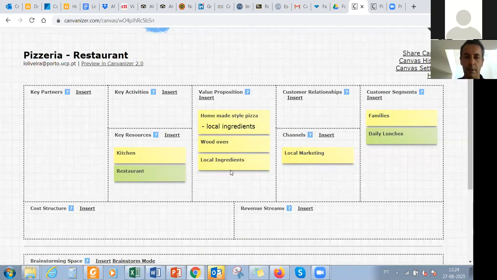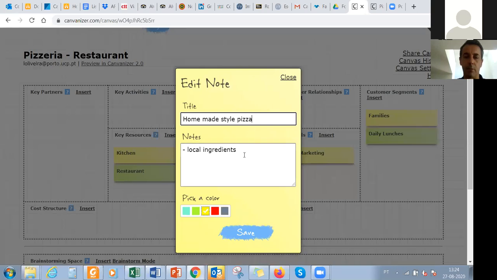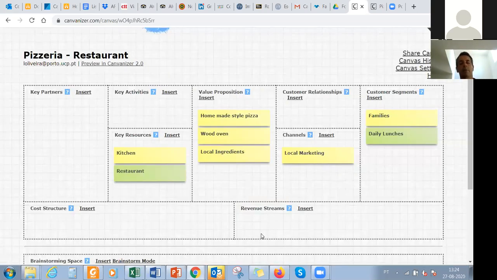Let me edit this again and save it. You see, we have the value proposition for our business. The value proposition is a building block that should show to our customers, to our potential customers, the value of our product or our process.